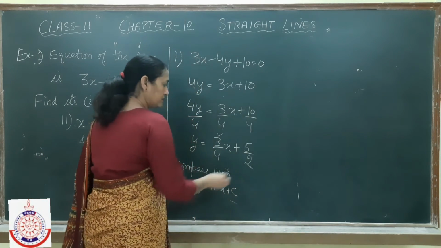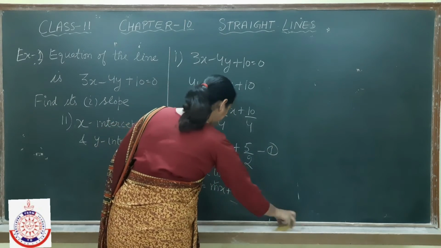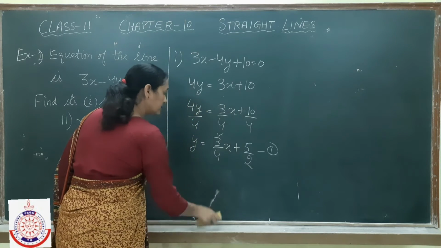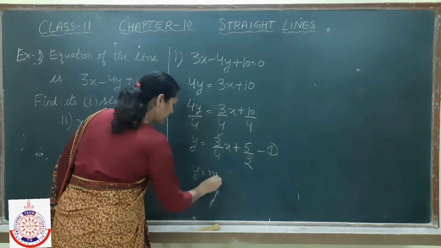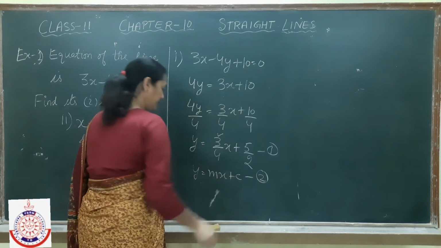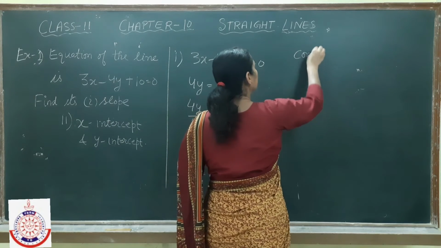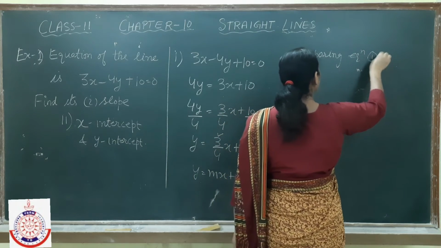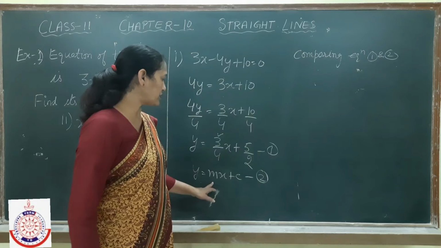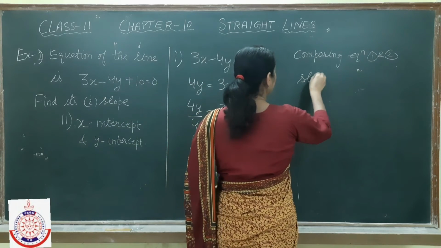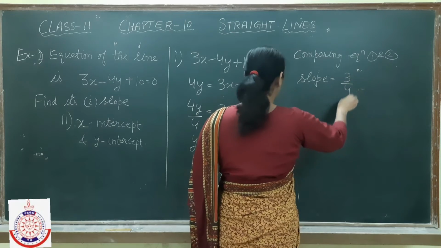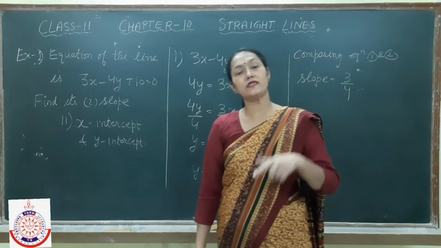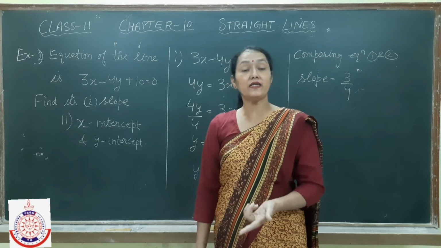Therefore, comparing equation 1 and 2, what we obtain, the value of slope is 3 upon 4. So we've done first part. In second part, they are saying to find x-intercept and y-intercept. That means we'll have to go for intercept form.